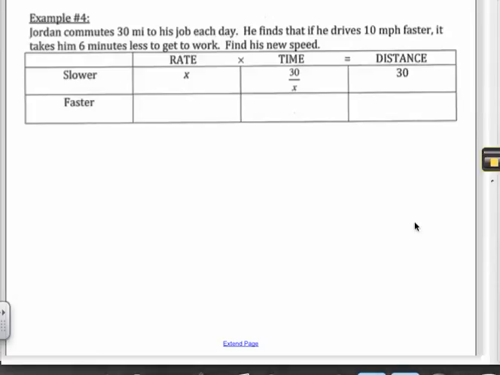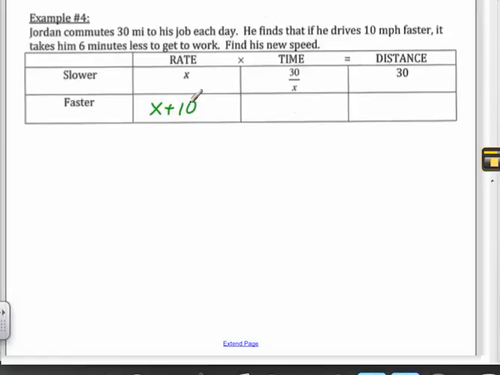Okay, guys, example 4 says that Jordan commutes 30 miles to his job each day. He finds that if he drives 10 miles per hour faster, it takes him 6 minutes less to get to work. Find his new speed. We want to find out what his new speed is. His old speed is x. His new speed is 10 miles per hour faster, so x plus 10.